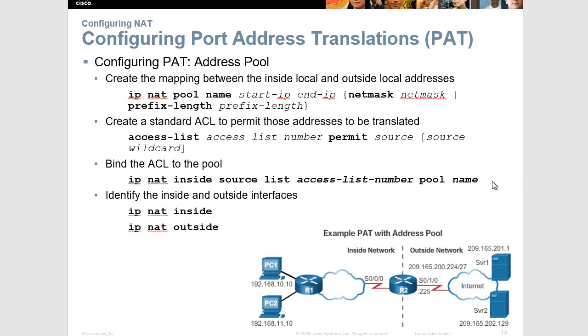After that should come overload. I don't know why it's missing from this slide, but it is. Overload should be written out here after the name of the pool. That lets you know that you can overload or assign more than one private IP address to a public IP address. So here's how that would work.